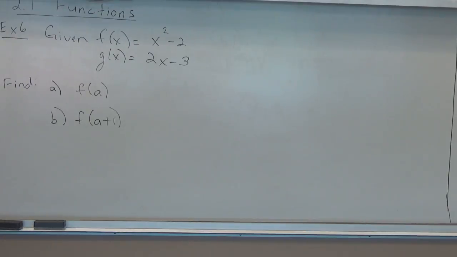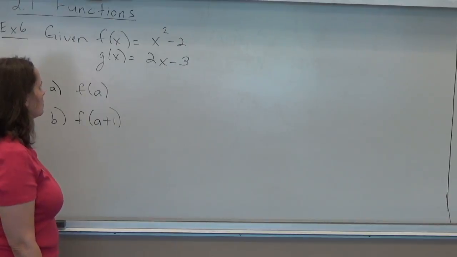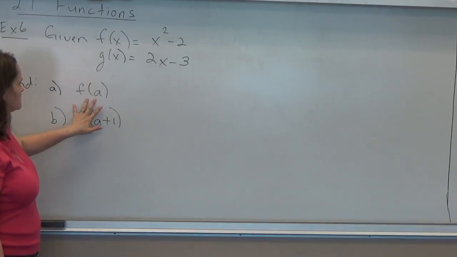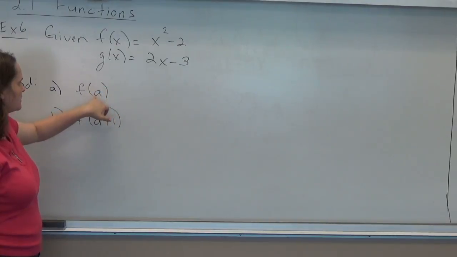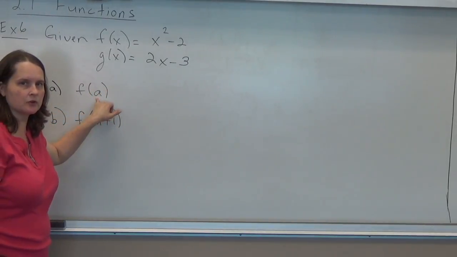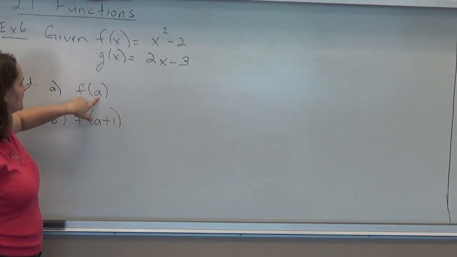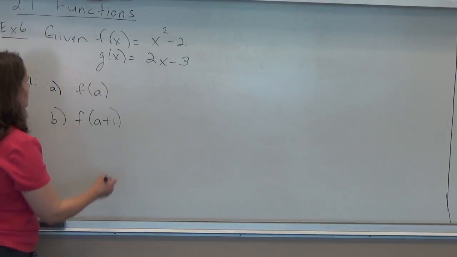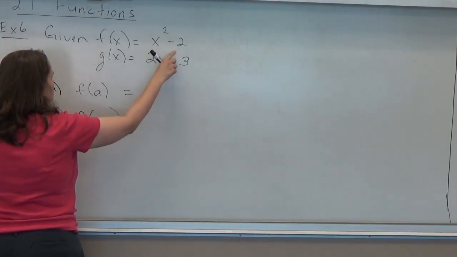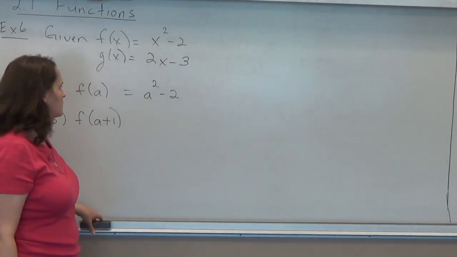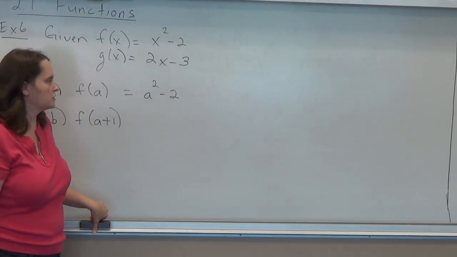Example 6, we're given that f of x equals x squared minus 2, g of x equals 2x minus 3. With that information, we're asked to find, in part A, f of a. Basically, with these function problems, whatever you see inside parentheses will go into the original problem in place of your x. So this is telling me to go to the f function here and just simply replace x with the a. So that would just give me a squared minus 2. If I could simplify that, I would, but here there are no like terms that I can combine, so that's all I can do to this one.